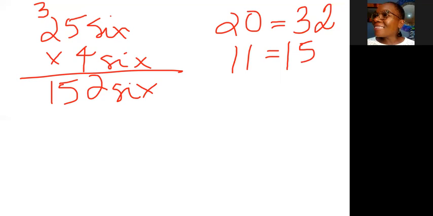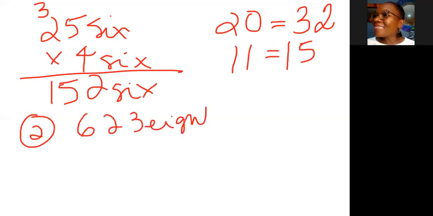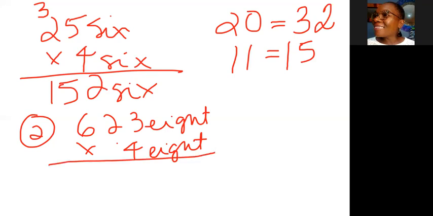All right, guys, here's another one. Number 2. This time I'm doing 6, 2, 3 base 8, and I'm going to multiply it by 4 in base 8. All right, everybody, you ready? Here we go. 4 times 3, that's 12. 12 is greater than base 8.